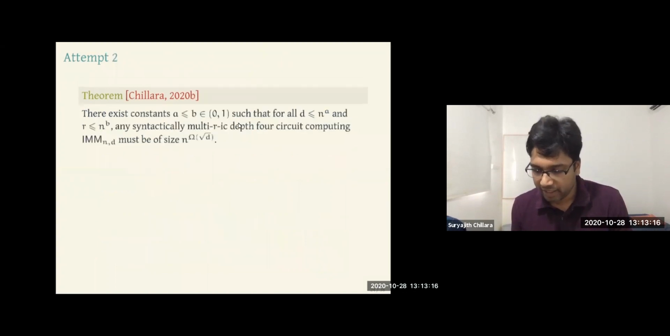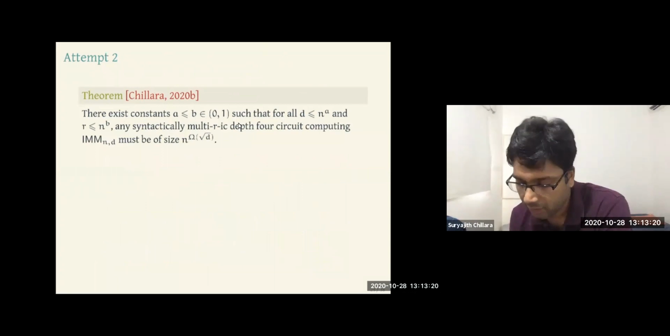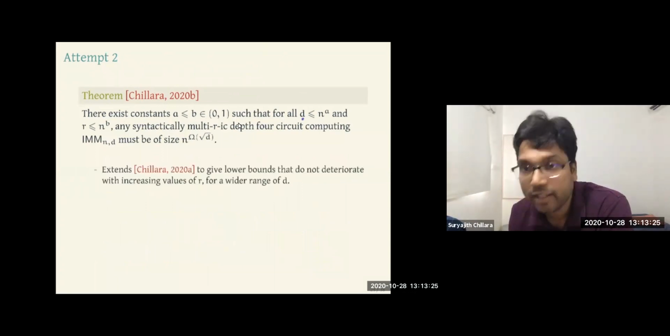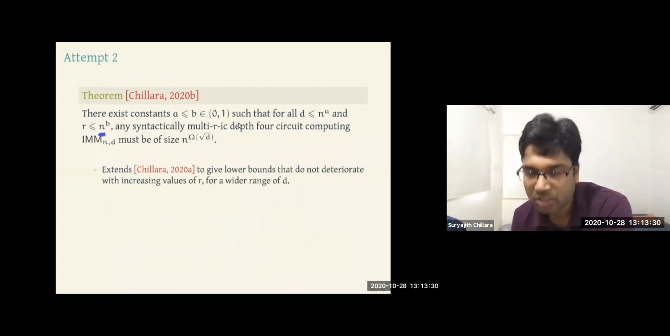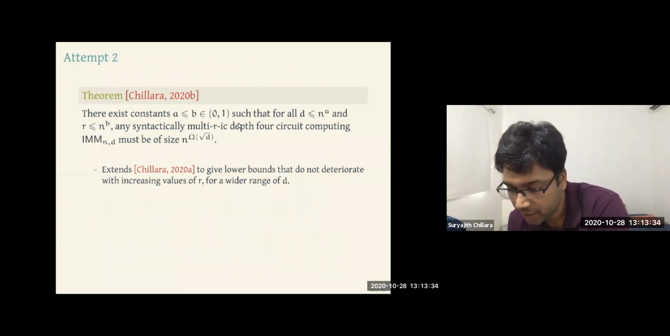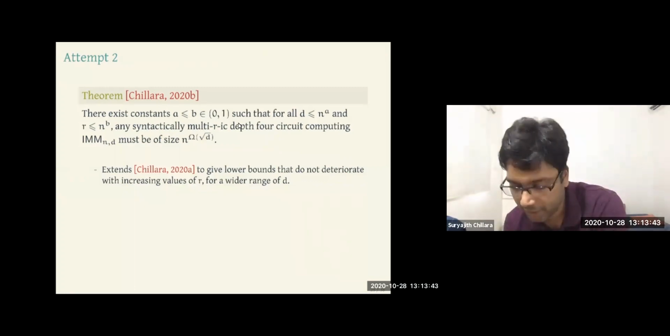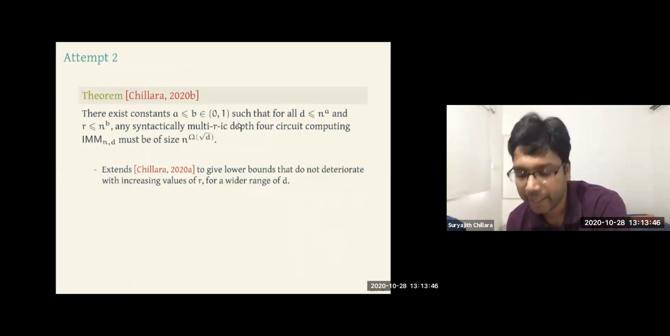Earlier this year, we actually showed the following result. We extend our previous result to all d which are almost sublinear, and all r which are almost sublinear. And we show that any syntactically multi-array depth 4 circuit that computes IMM n comma d for this range of d and r must be of size n power root d. So for this range of d and r, we actually get a lower bound which is n power omega root d instead of n power omega root d by r.